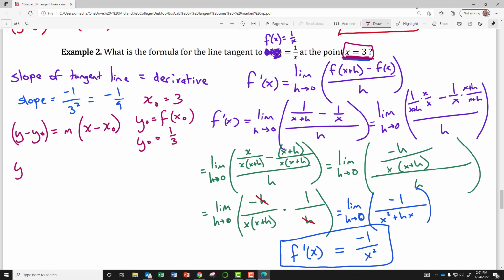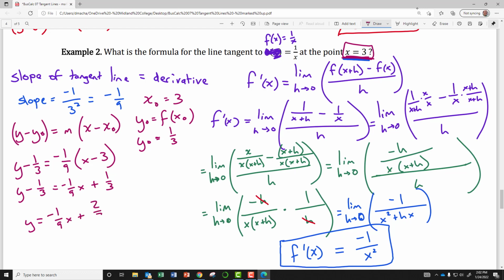So we have y minus 1/3 is equal to negative 1/9 times x minus 3. Then I have y minus 1/3, and I'll distribute that negative 1/9, so I get negative 1/9 x plus 1/3. And then I'm going to add 1/3 to both sides, and I find that the slope-intercept form of my tangent line should be y equals negative 1/9 x plus 2/3.